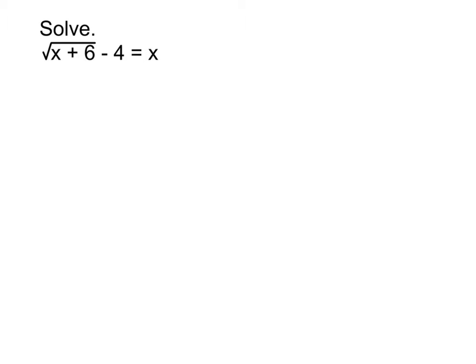All right, so for doing this one, of course, the very first thing we need to do based on yesterday's lesson is we got to get the square root by itself, so that means adding 4 to both sides. So I add the 4, now I have the square root by itself, and of course that means I can now get rid of the square root, which means squaring both sides of the equation.